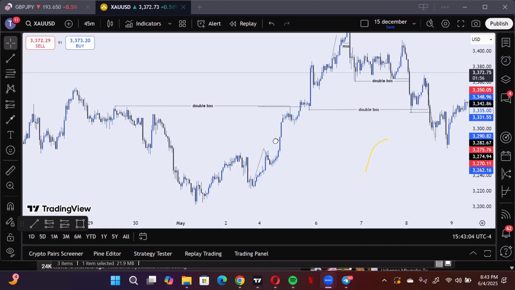So after getting the structure part of the strategy, the next thing we look out for is the liquidity part of the strategy. Now, there are different types of liquidity in the market, but the liquidity we use in picking entries, the one we look for immediately after we see our market structure shift or our double breakout structure, is our inducement liquidity.